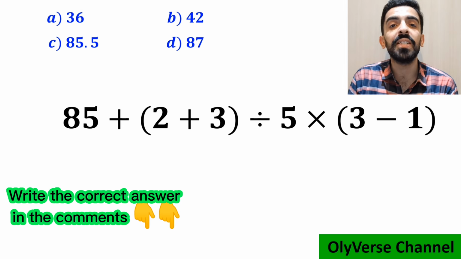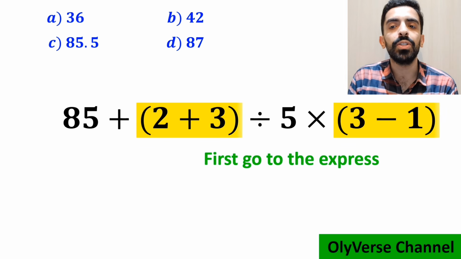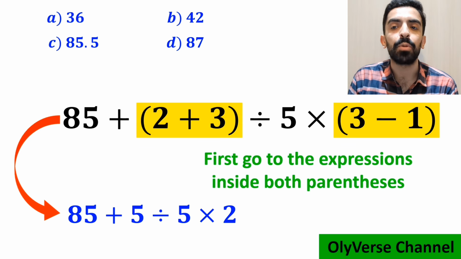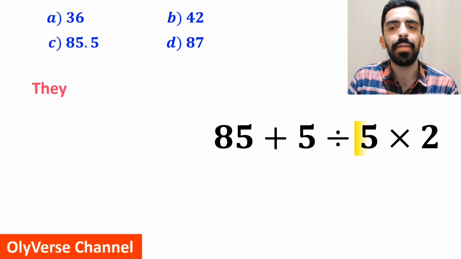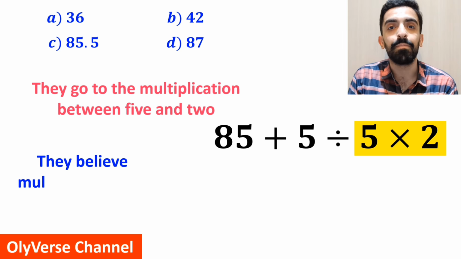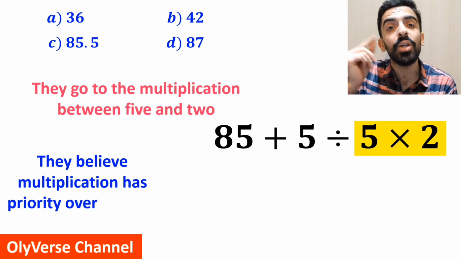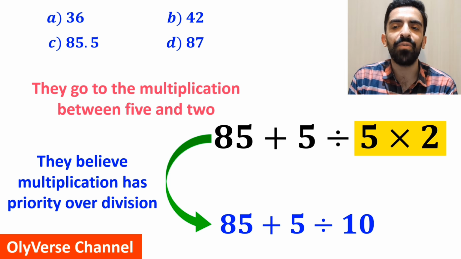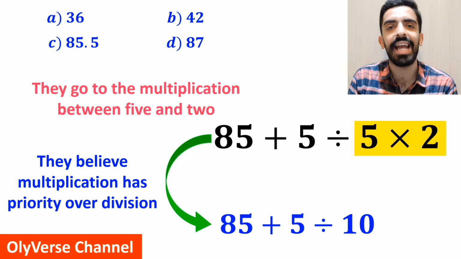Also, some other people when solving this question first go to the expressions inside both parentheses and simplify to 85 + 5 ÷ 5 × 2. In the next step, they go to the multiplication between 5 and 2 because they believe multiplication has priority over division. So, they simplify this expression to 85 + 5 ÷ 10.